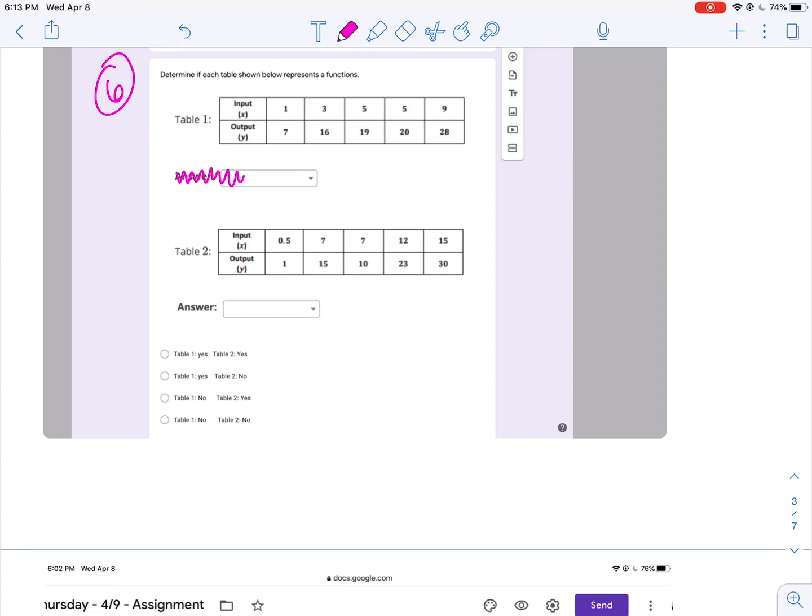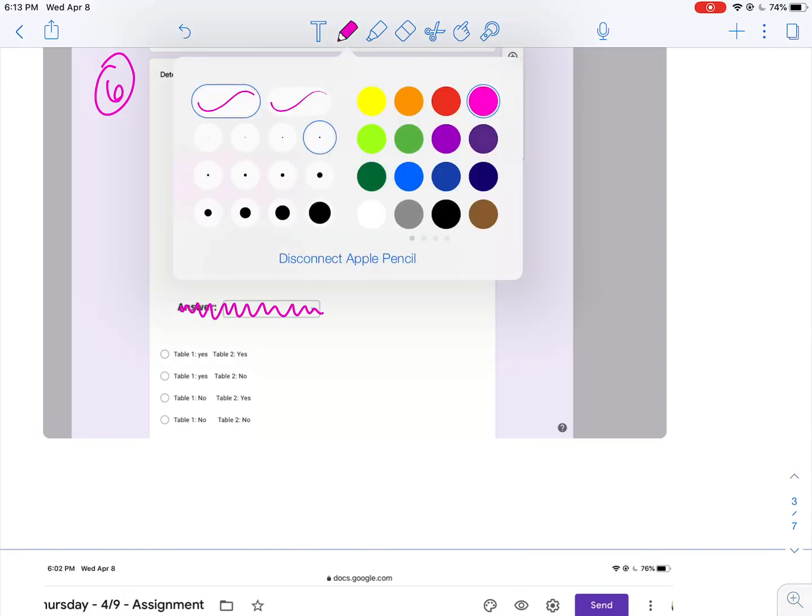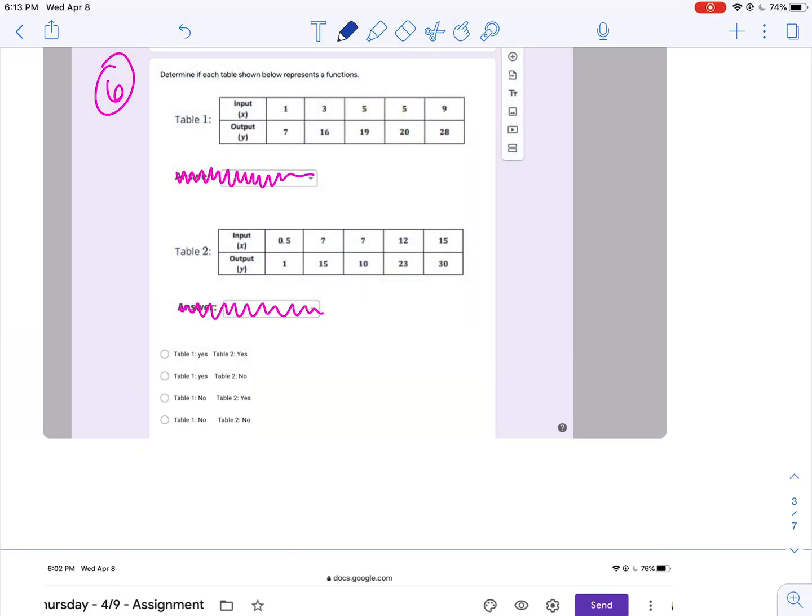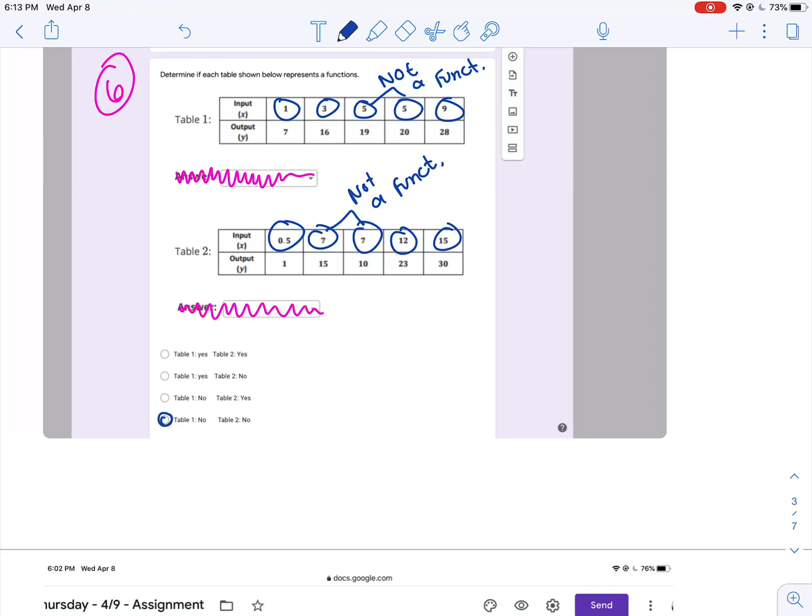Now notice here how in the picture there's like an answer spot for table 1 and for table 2. You can't click on those because that's an image. So you're going to still answer down below. Okay. So if we look, is table 1 a function? Are all my x values different from each other? No, they aren't. I have duplicating 5s. So this is not a function. Whereas table 2, are all my x values different from each other? Nope, I have duplicating 7s. This is not a function. So table 1, no. Table 2, no. Is going to be your answer.